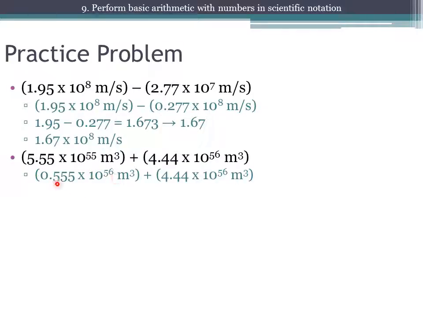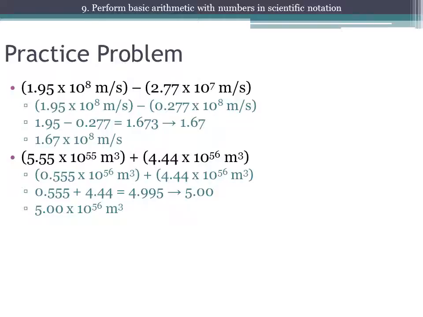I do that by moving the decimal to the left one place. Now I'll just add my mantissas. 0.555 plus 4.44. Calculator is going to tell you 4.995, but notice that 4.44 only goes to the hundredths place. We need to round to the hundredths place. That will round to 5.00. So that gives me 5.00 times 10 to the 56th meters cubed.